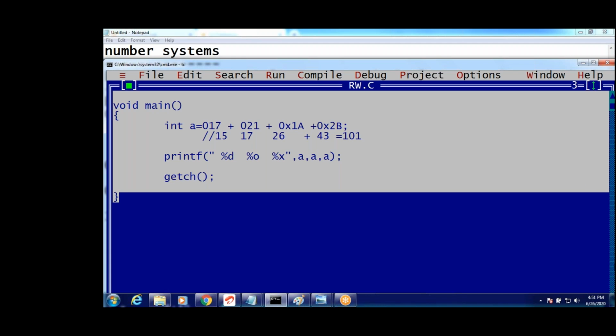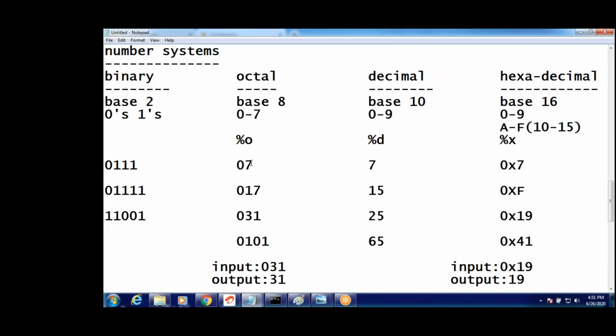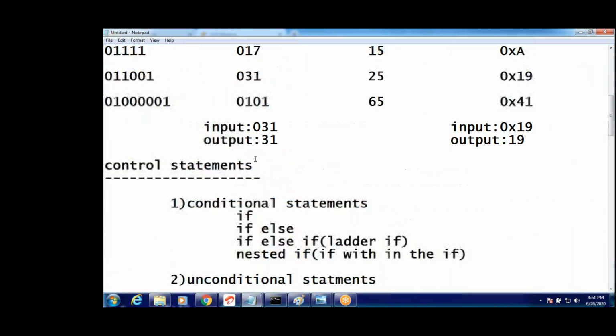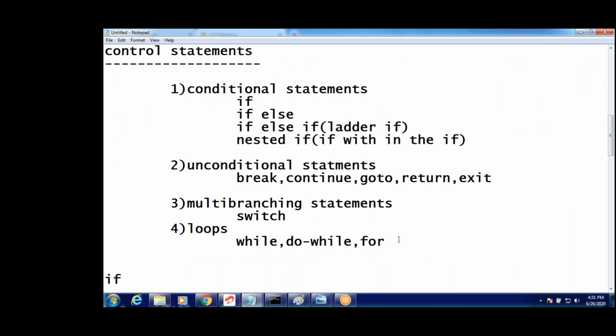Completed, guys. This was the number system. You understood the types of numbers. We can print decimal, hexadecimal and octal formats. Next topic is control statements. Four topics are completed. Control statements are classified into 4 types. Write the notes: conditional, unconditional, multi-branching and loops.